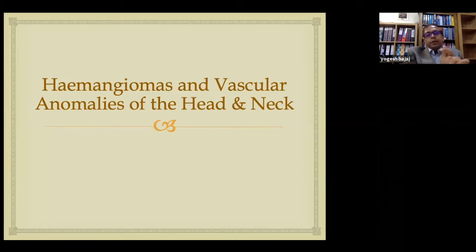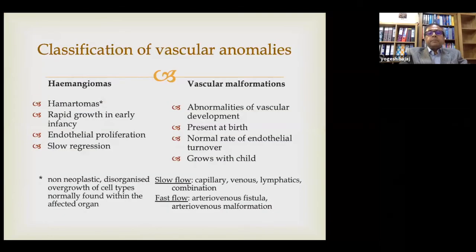So moving on to another reasonably big topic, hemangiomas and vascular anomalies in the head and neck. Just some definition, because it is quite important that you clinically are able to differentiate whether it's a hemangioma or a vascular malformation. So hemangiomas are essentially hamartomas. They are disorganized, non-neoplastic overgrowth of cell types.